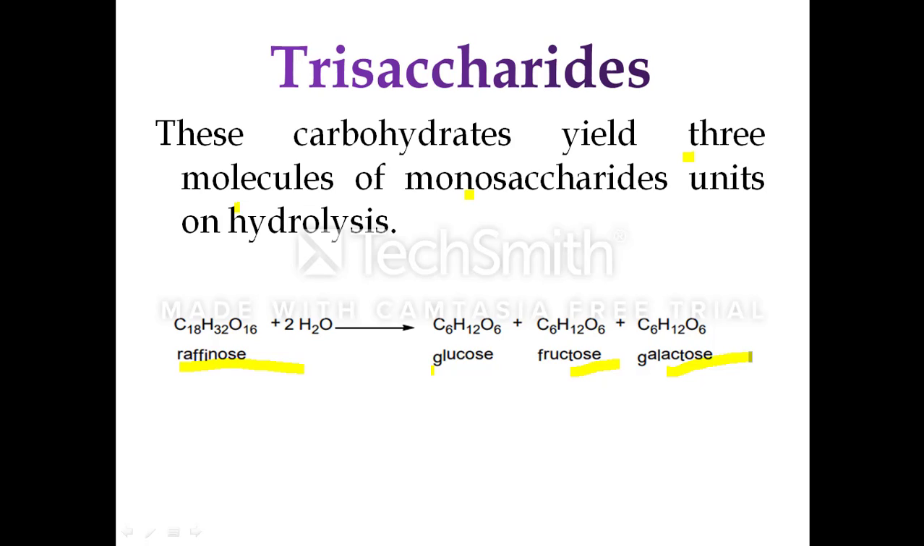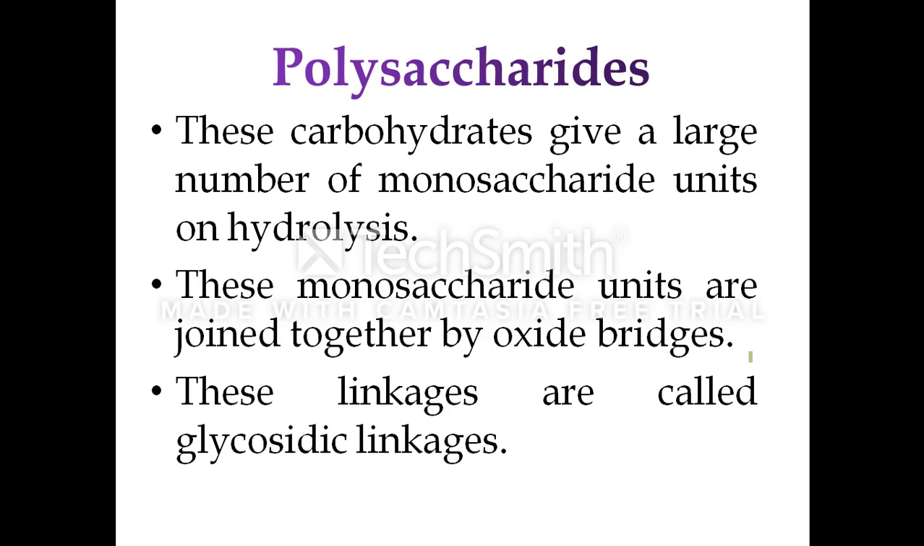Like this, oligosaccharides are classified as disaccharide, trisaccharide, tetra, penta, hexa, hepta, octa, nona and decasaccharides, depending on the number of monosaccharide units they release on hydrolysis. So they can release 2 to 10 monosaccharide units on hydrolysis. This is regarding oligosaccharides. Next we will move on to polysaccharides.